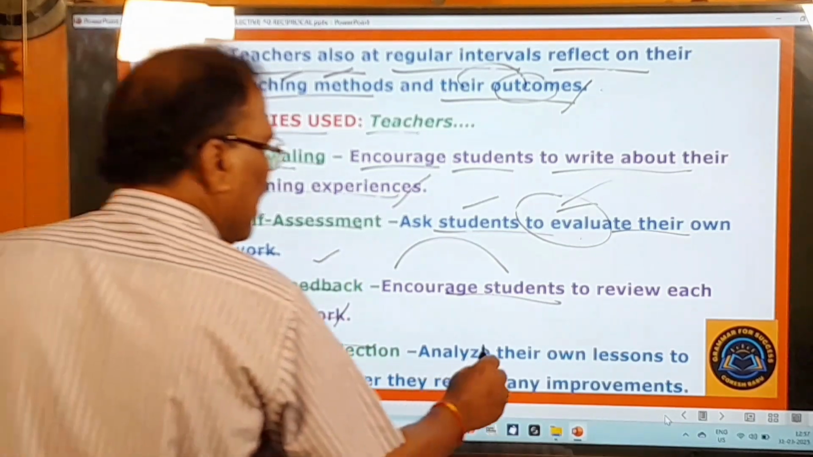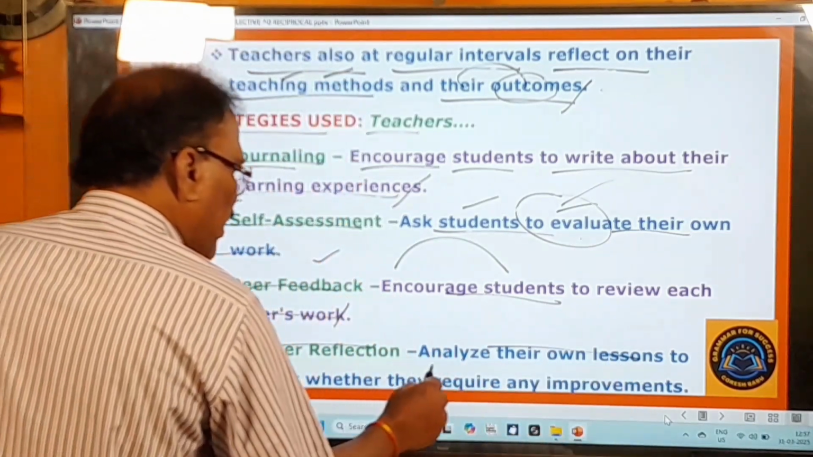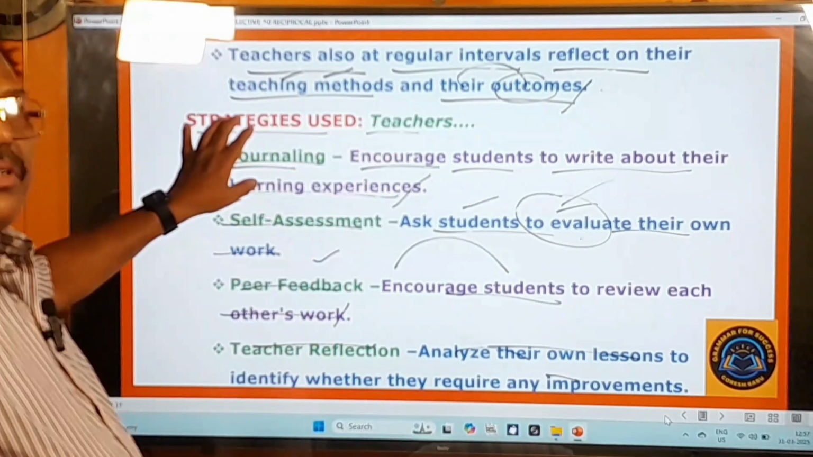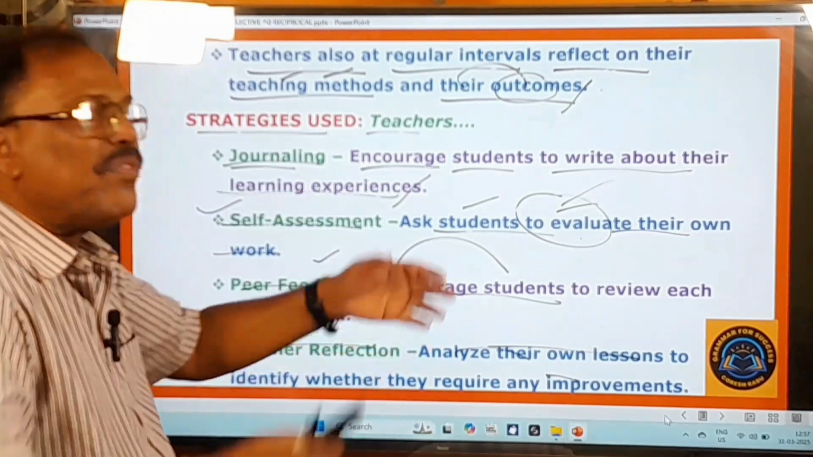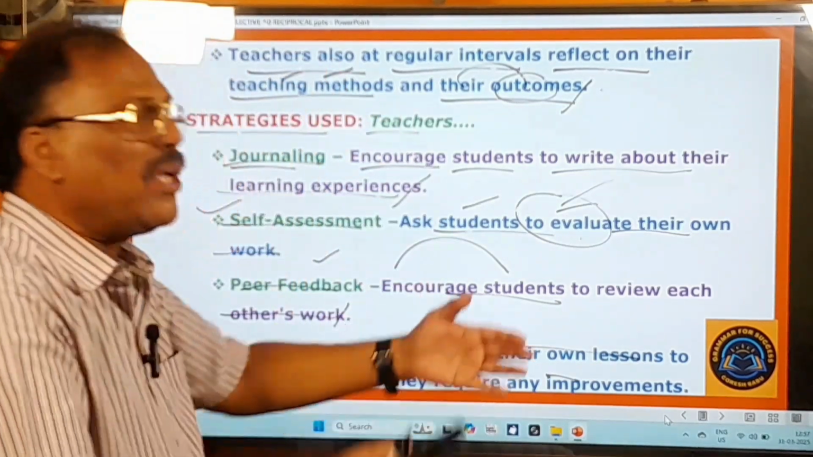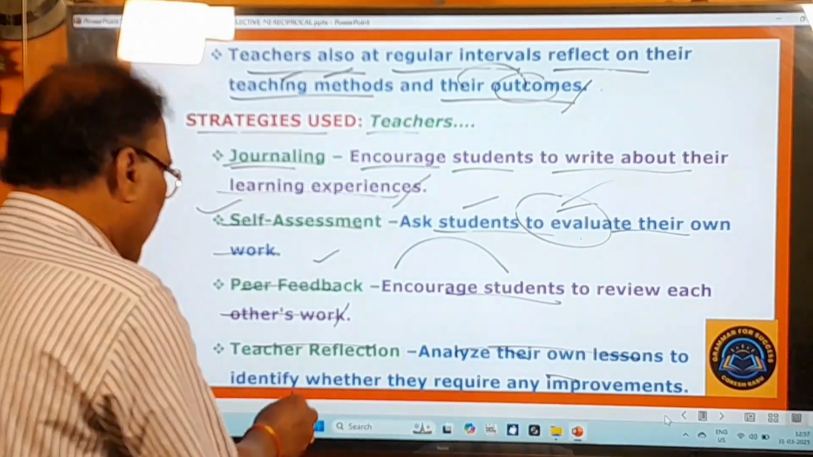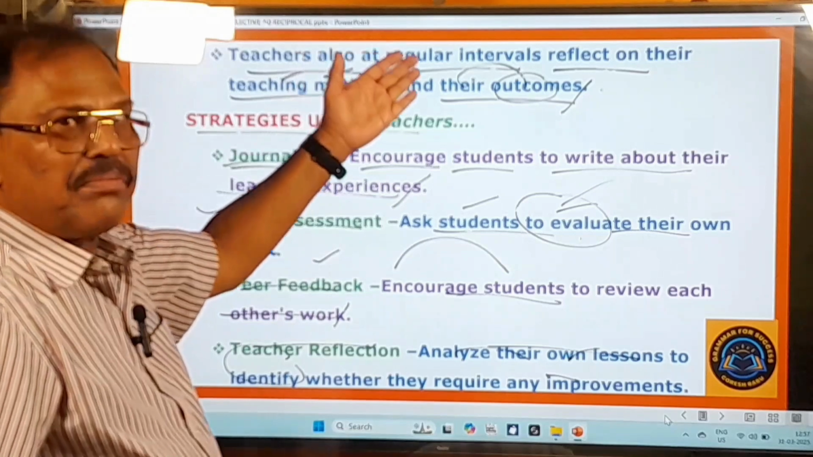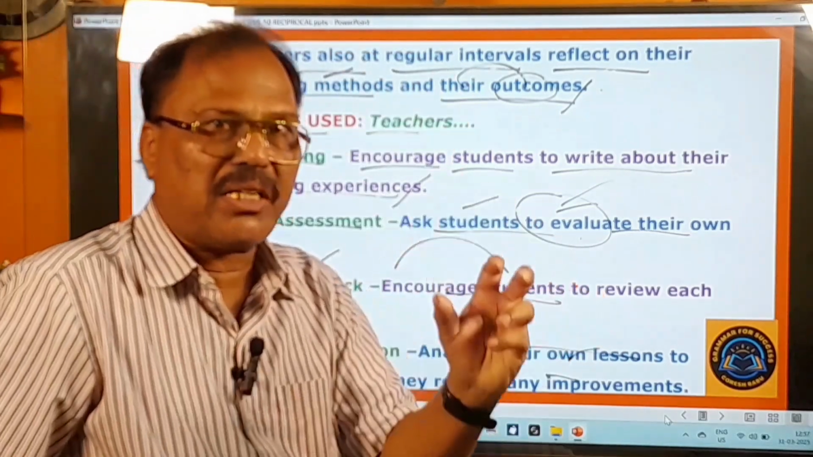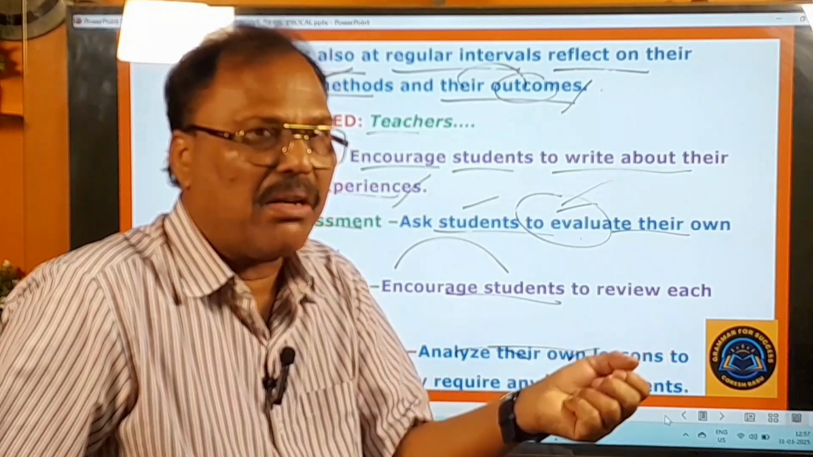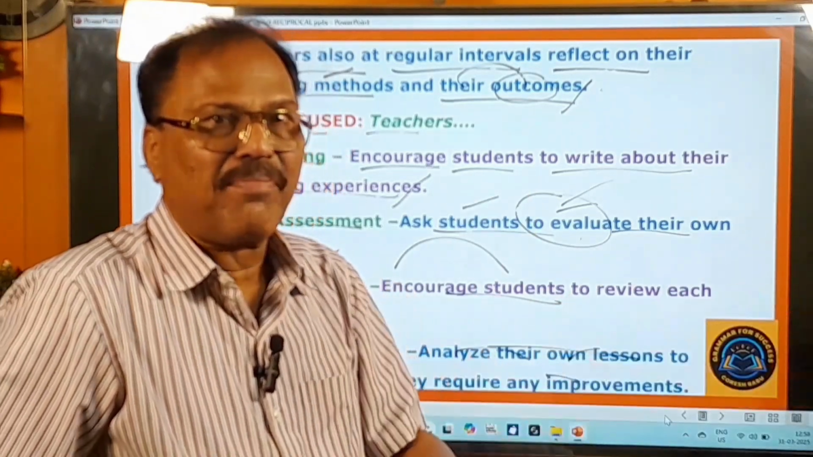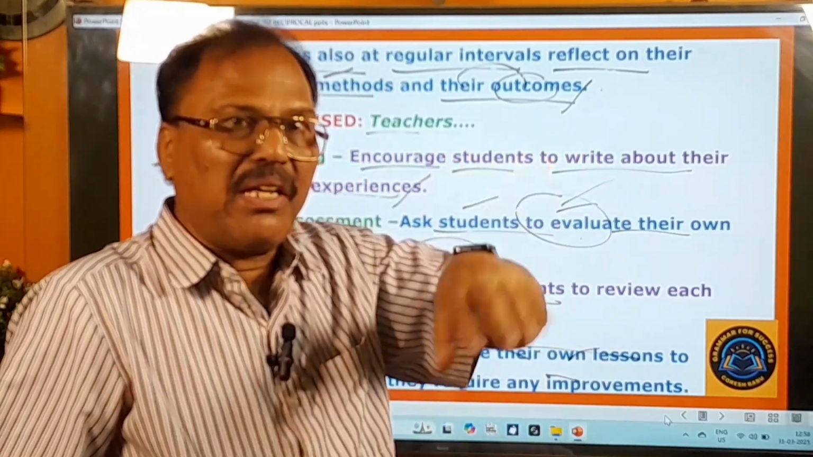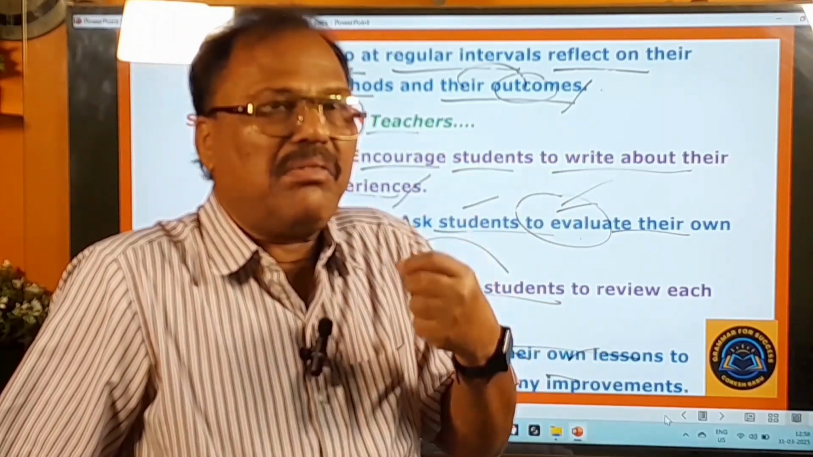And here a teacher reflection is there. Teacher reflection means analyze their own lessons to identify whether they require any improvements. So another strategy which the teachers can adopt in this reflective teaching is analyzing their own lessons, analyzing their own methods of teaching, to identify whether they require any improvements. I have already told you here, every now and then the teachers must check whether their methods of teaching are beneficial to the students or not, are helpful to the students or not. So every time the teachers must check whether their teaching is understandable to them.